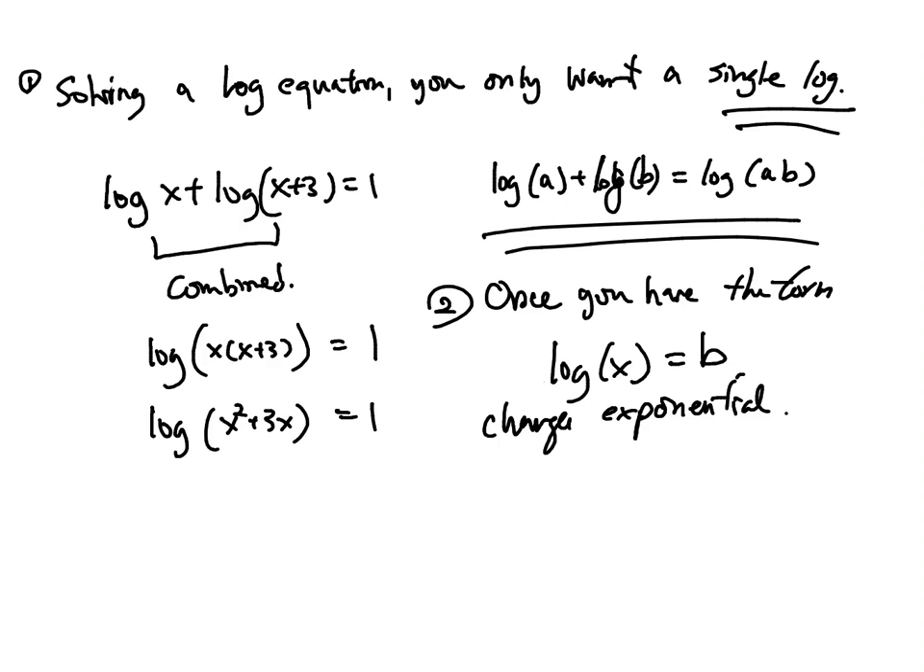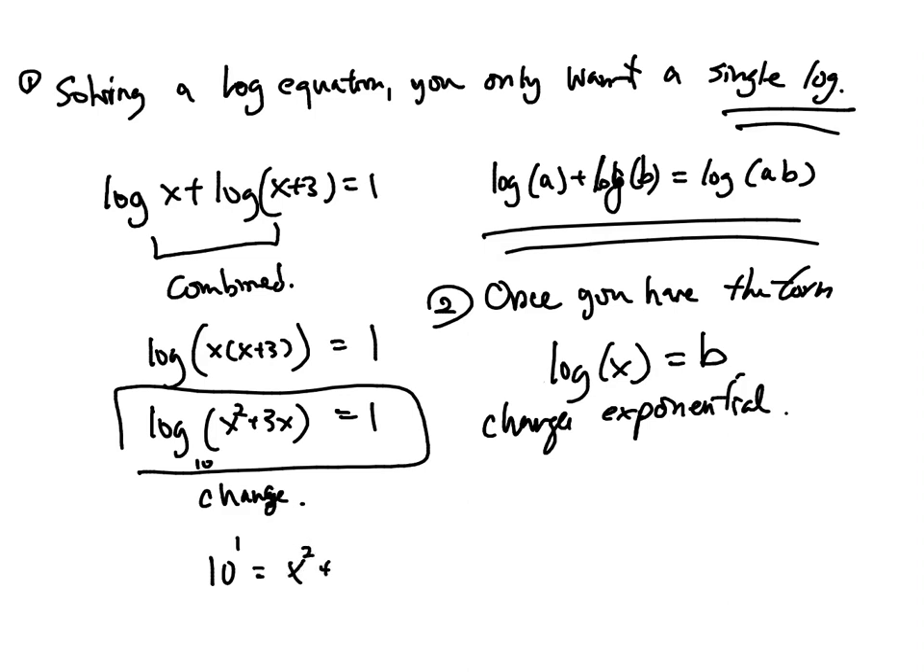Alright, so in this case, we have log base 10 of x squared plus 3x equal to 1. Let's change it. So this means 10 to the first power equal x squared plus 3x, which means x squared plus 3x minus 10 equals 0. And this one I think is factorable. x plus 5, x minus 2. So that means x either equal to negative 5 or x equal to positive 2.